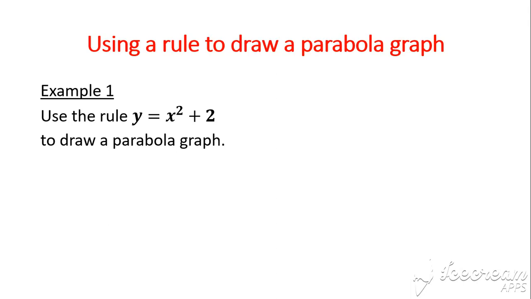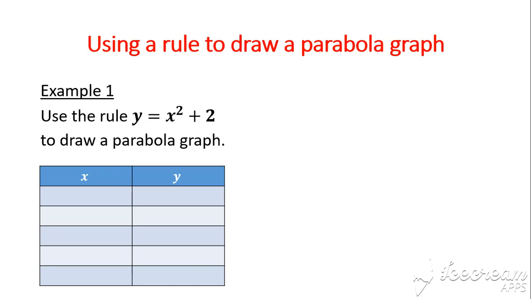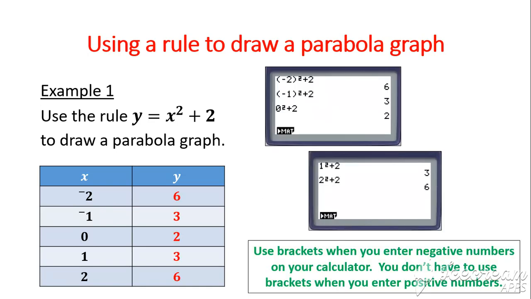Let's use the rule y is equal to x squared plus 2 to draw a parabola. So we're going to go back to the technique of setting up a table. We're going to pick some x values, and I've picked from x is -2 to +2, and we're going to substitute these numbers into the rule to get the y values. Now, I've done this on the calculator.